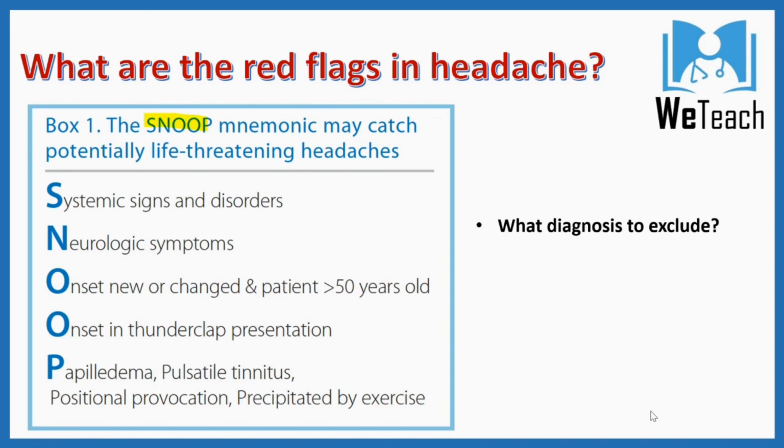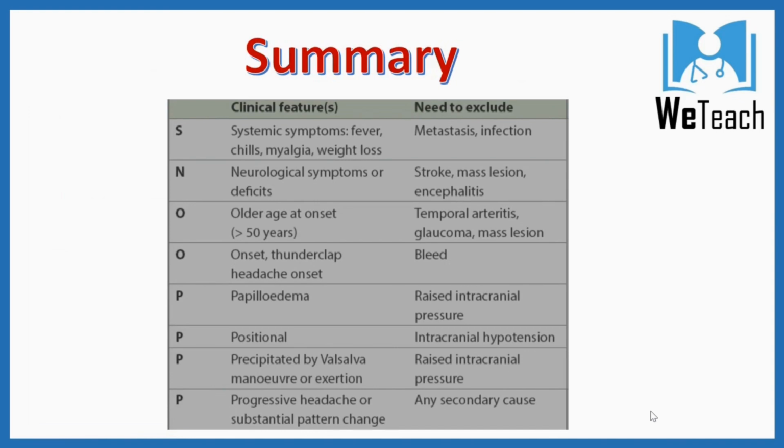Now, why do we do this mnemonic? Why do we ask about those red flags? Because you need to reach a diagnosis. Therefore, this summary shows you the SNOOP mnemonic, the clinical feature, and what diagnosis you want to exclude. So, for example, O, which is onset thunderclap headache, you need to worry about a bleed. Older age or more than 50 years, you think about a glaucoma, you think about temporal arteritis. So this is just a summary for you to think about as a preparation for the upcoming headache session.